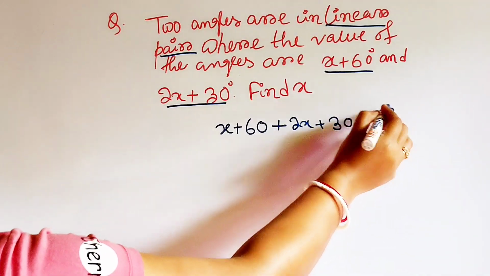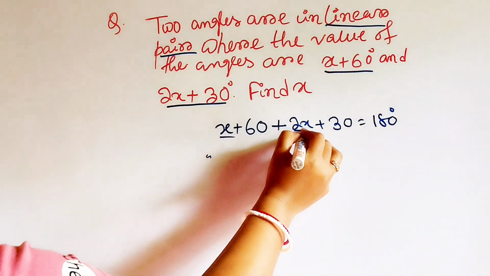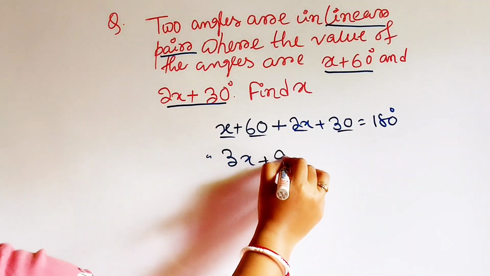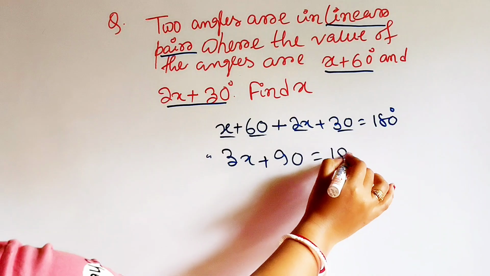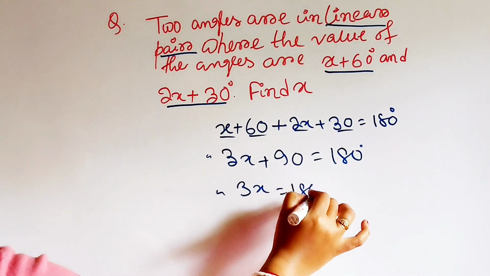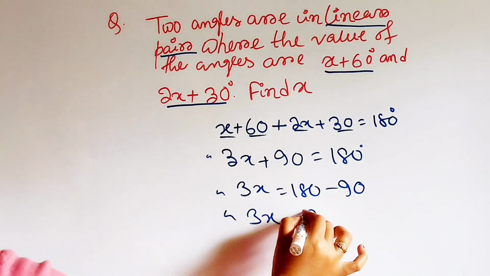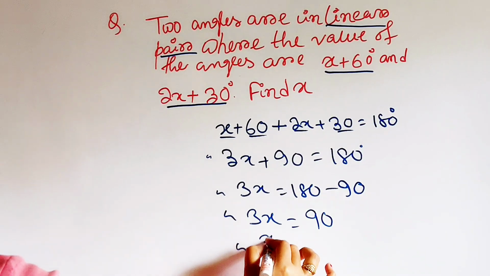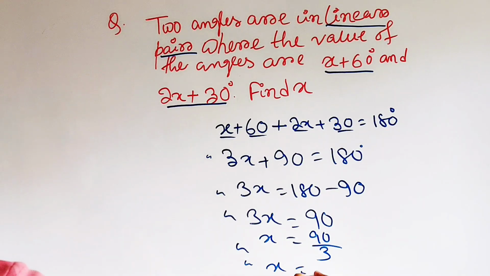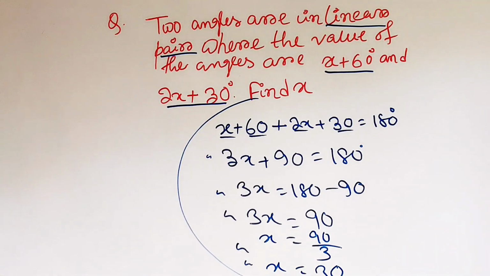As you know that the sum of two angles is 180 degree, so you can write here x plus 60 plus 2x plus 30 equals 180, or x plus 2x means 3x plus 60 plus 30 means 90 equals 180, or 3x equals 180 minus 90, or 3x equals 90 degree, or x equals 90 by 3, as 3 is multiplied with x, so it will be divided. x equals 90 by 3, or x equals 30. So find the value of x. This was the question. The answer will be x equals 30.